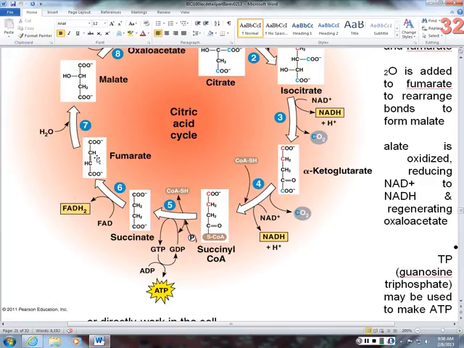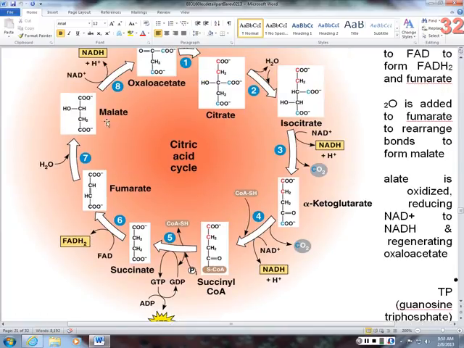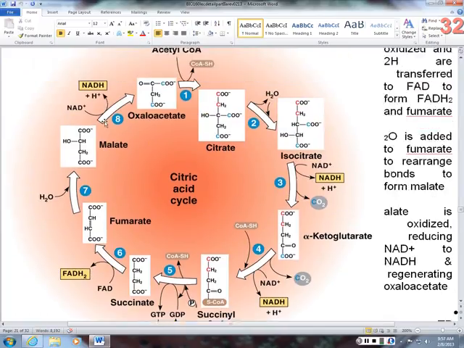So we rearrange the fumarate a little bit to make malate. Still has 4 carbons. And then we rearrange that malate back to be oxaloacetate again. Moving some electrons, we get more NADH off of it, and we're able to repeat the cycle. So from 1 glucose, you've made 2 pyruvates that end up as 2 acetyl-CoAs that go through that cycle 2 times.